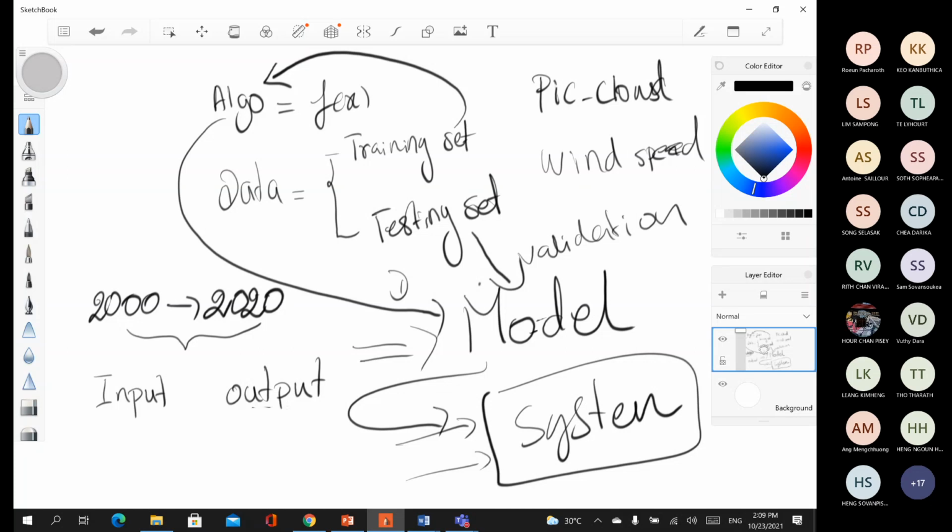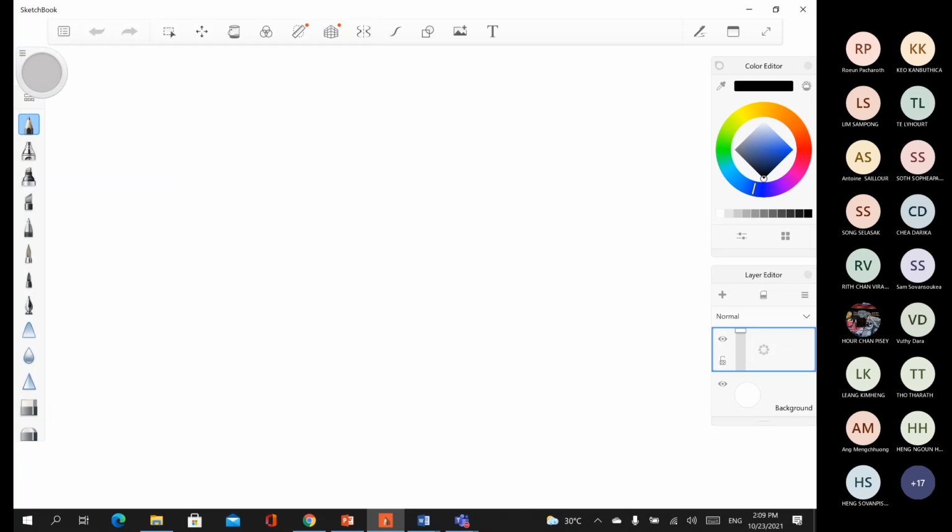So from this existing data and algorithm, I can produce one piece of software that can predict whether tomorrow will rain or not. This is one way of making a prediction system. This is one example of weather prediction. I would like to give you another example.